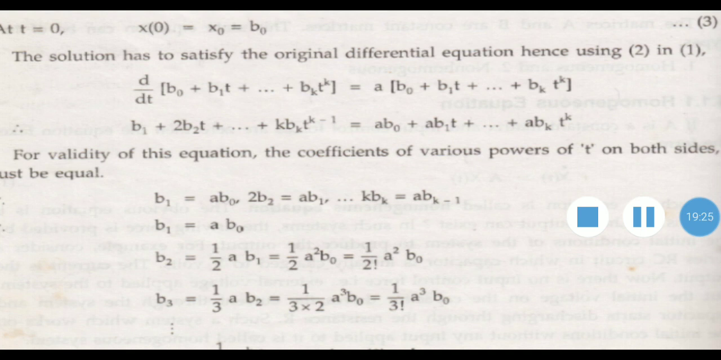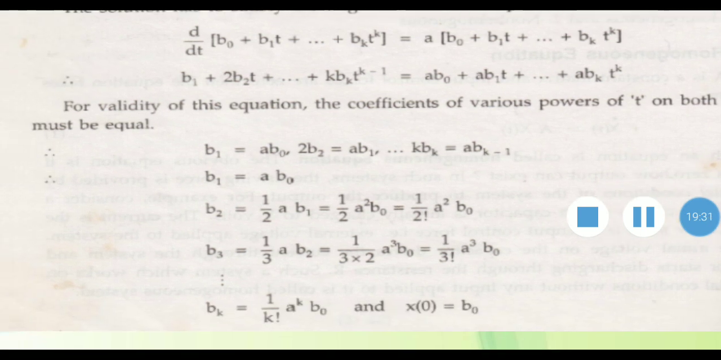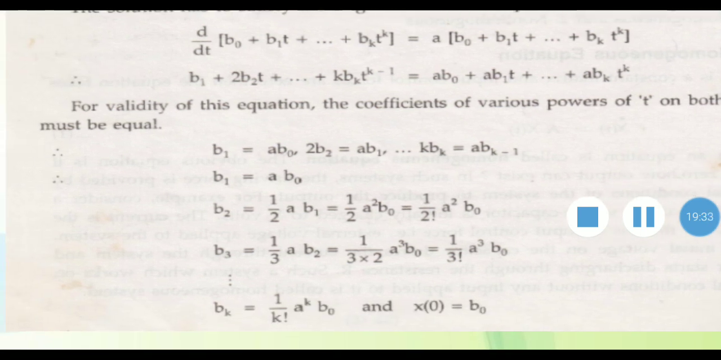which is equal to half a square b naught, which is equal to 1 by 2 factorial a square b naught. b3 is equal to 1 by 3 a b2, which is equal to 1 by 3 into 2 a raised to 3 b naught, which is equal to 1 by 3 factorial a raised to 3 b naught. So bk is equal to 1 by k factorial a raised to k b naught, and x naught is equal to b naught.